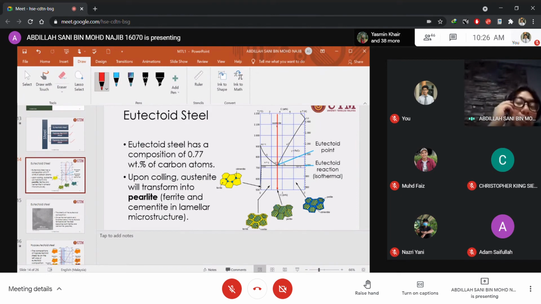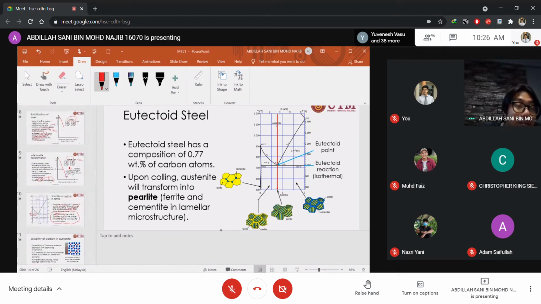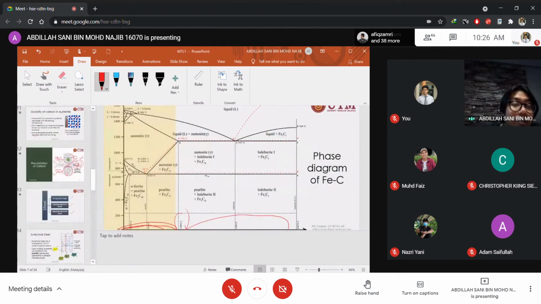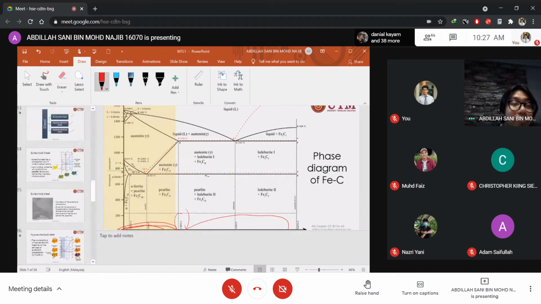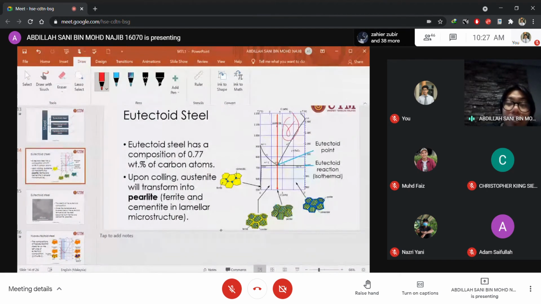So we have austenite, given by gamma. Sorry, gamma transforms into alpha plus cementite. So it is one phase into two phases. This is eutectoid.